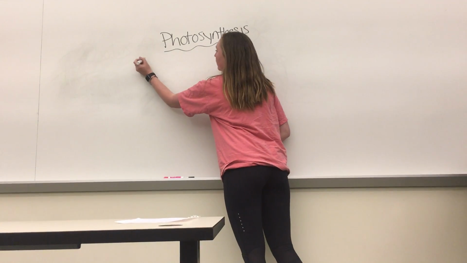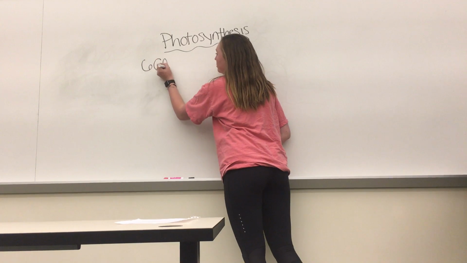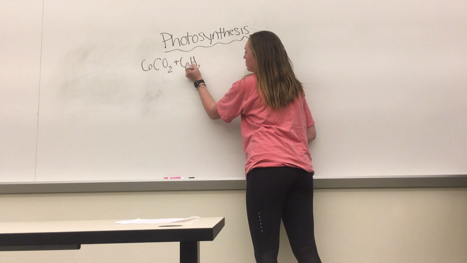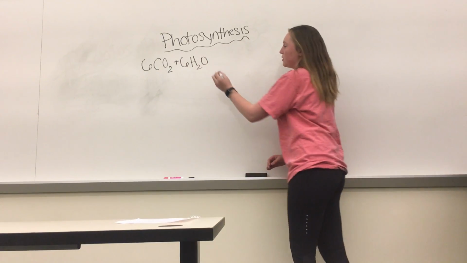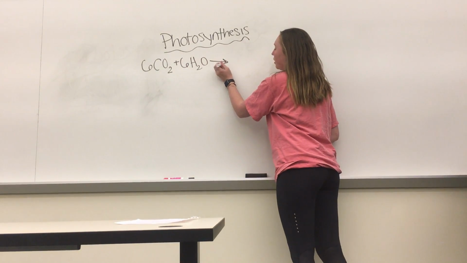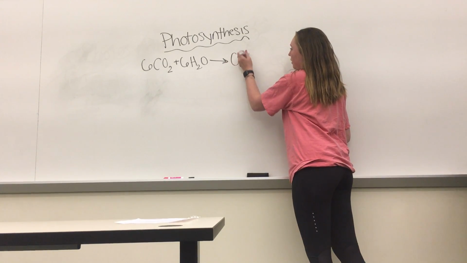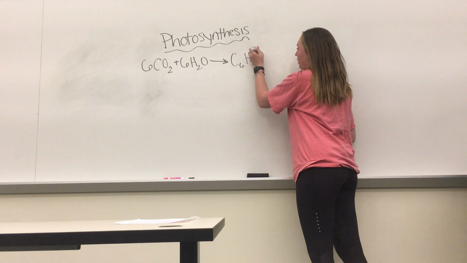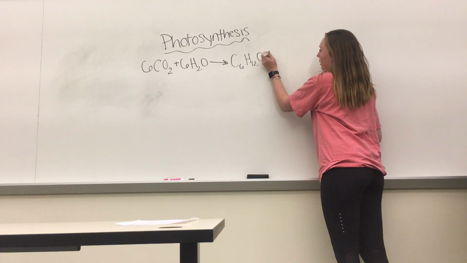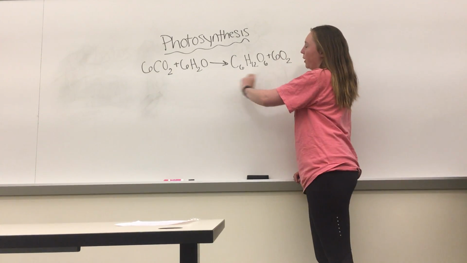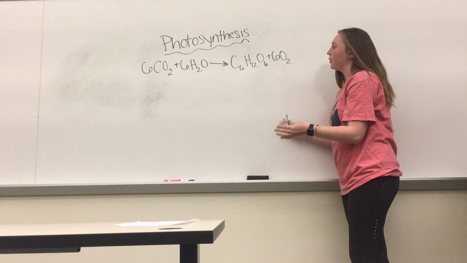So it's going to start with 6CO2 plus 6H2O. And these two things are going to yield glucose, which is going to be C6H12O6, and 6 oxygen. And so this is the equation of photosynthesis, and now we're going to break it down with each part.